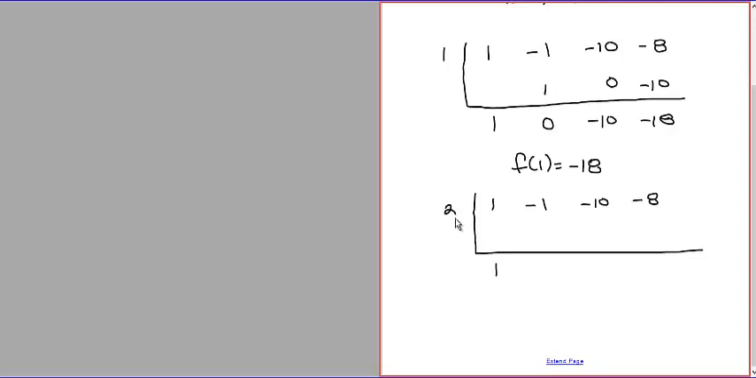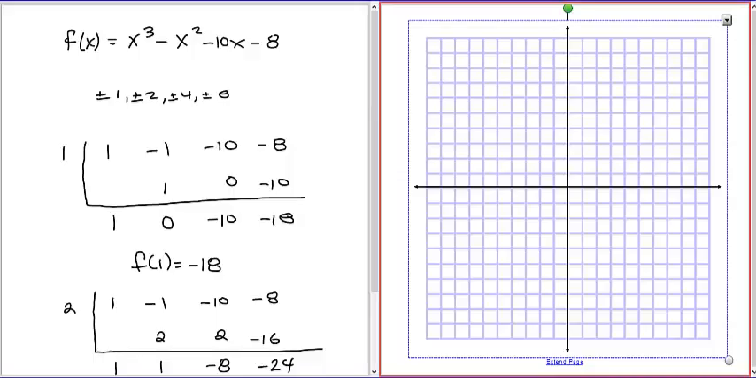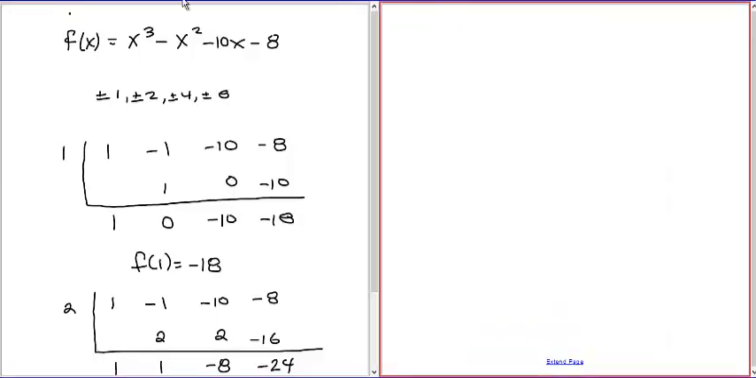Okay, bring that down. 2 times 1 is 2. Negative 1 plus 2 is 1. 2 times 1 is 2. Negative 10 plus 2 is negative 8. 2 times negative 8 is negative 16. So that's negative 24. So we're going the opposite direction we want to go. So let's try negative 1.